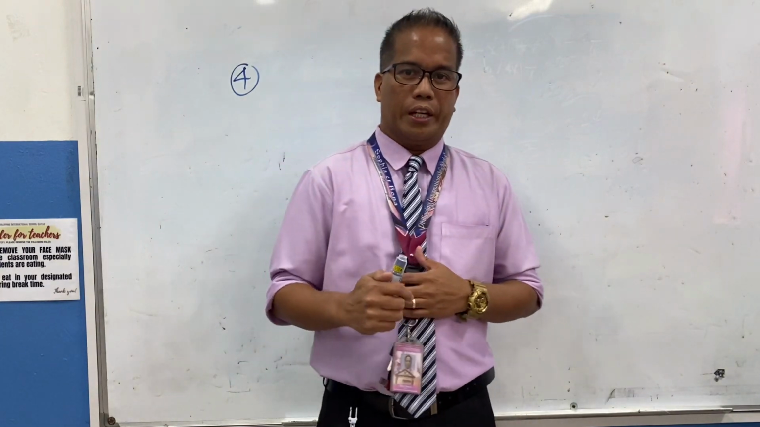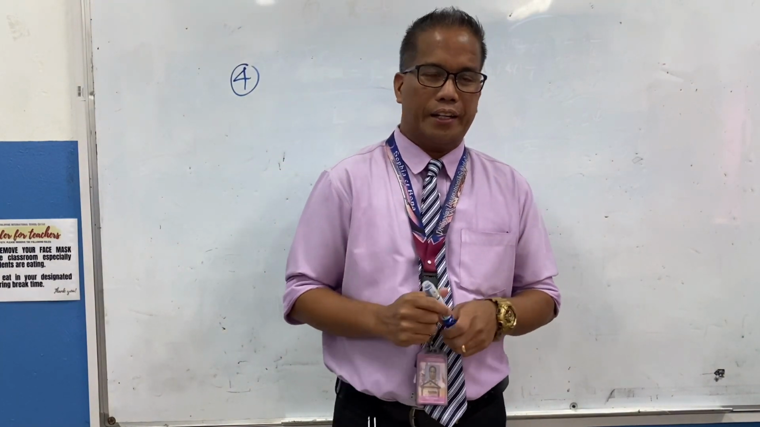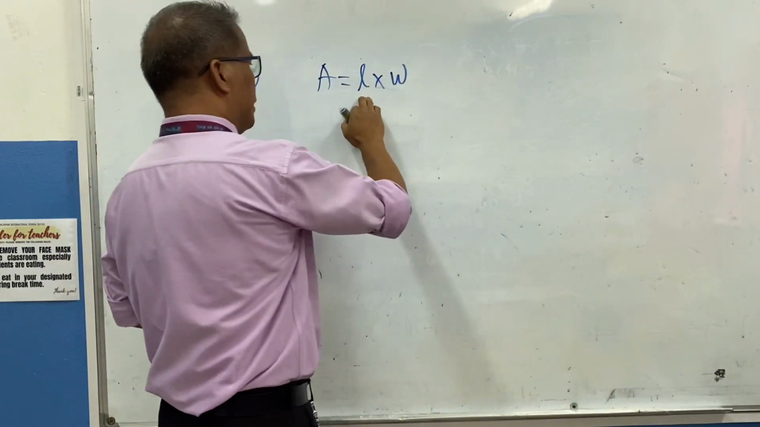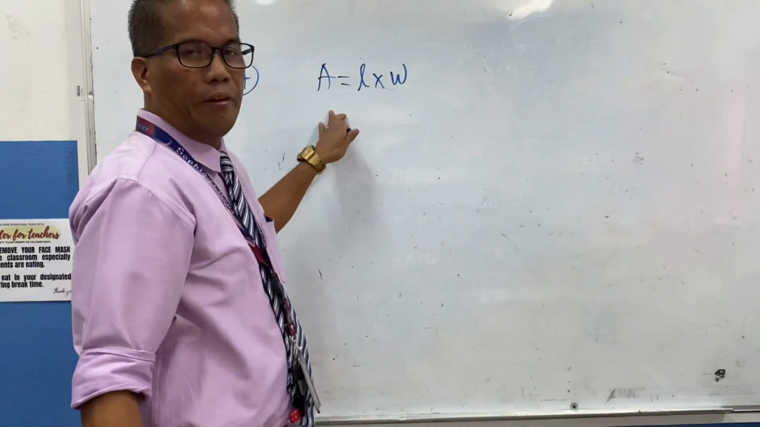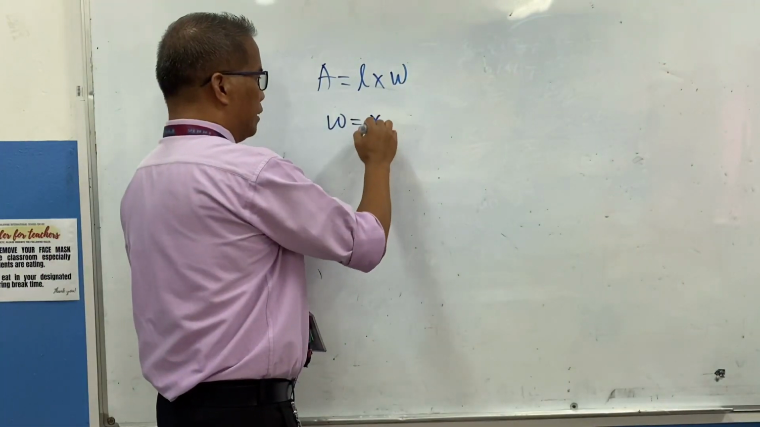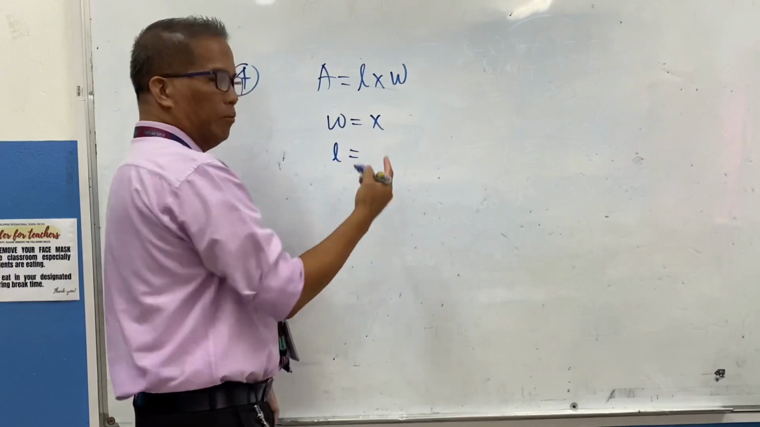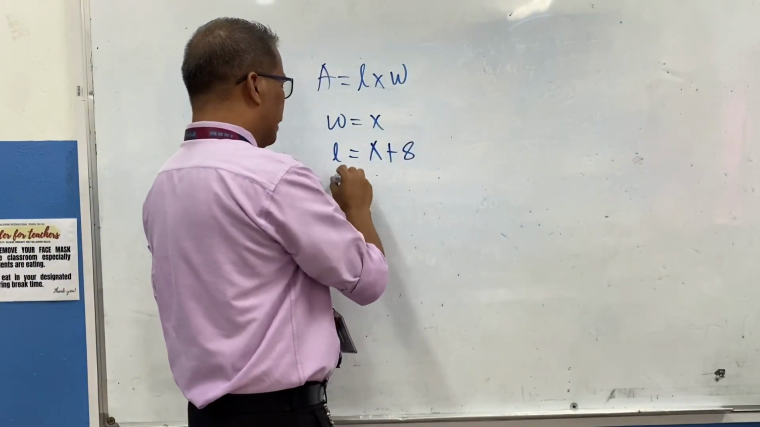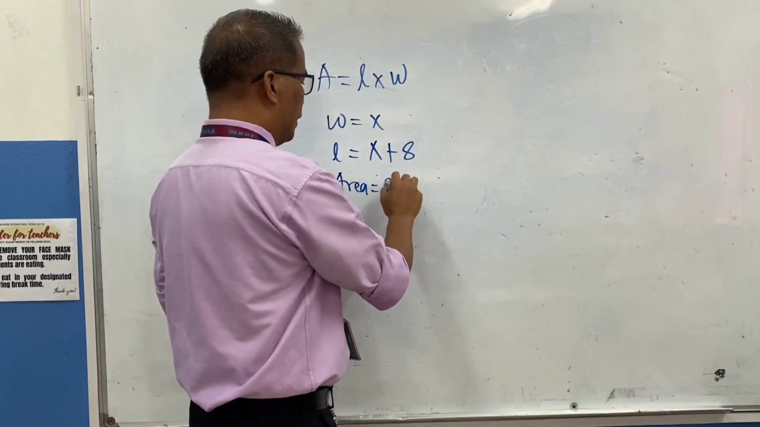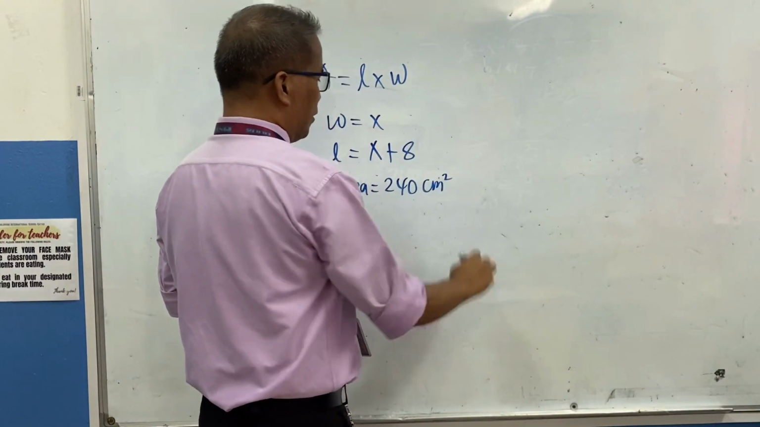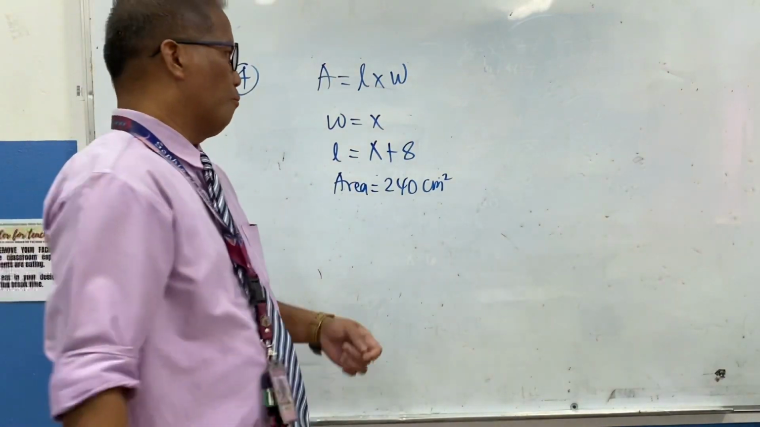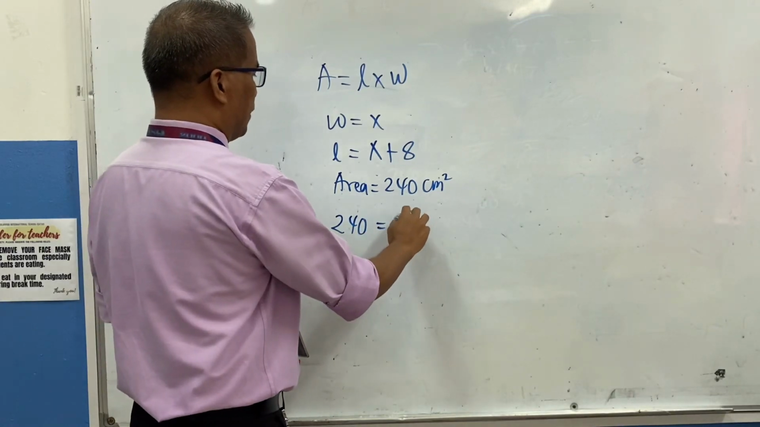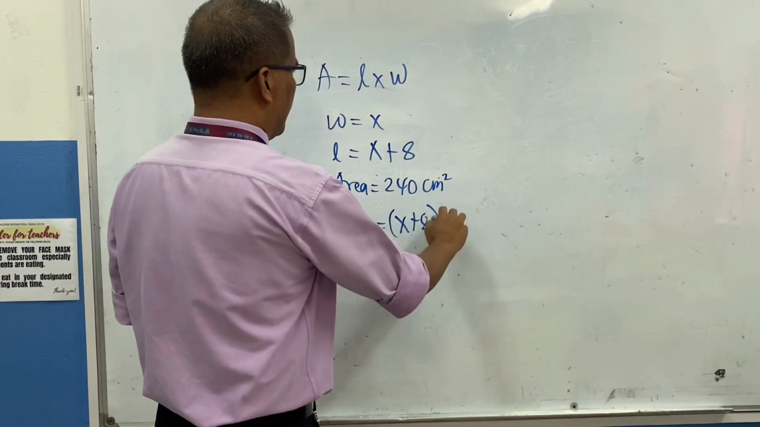First, you need to know the formula for finding the area. So we have A equals L times W. L is the length, then W is the width, then we have the area. The width will be x, then the length will be 8 more than its width, so it will become x plus 8. Then the area is equal to 240 square centimeters. Now, if we use the formula, 240 equals x plus 8 times x.